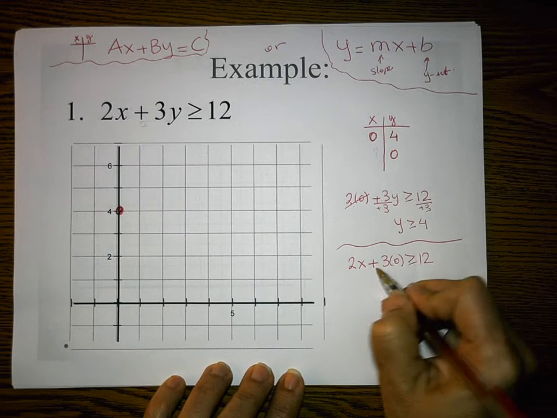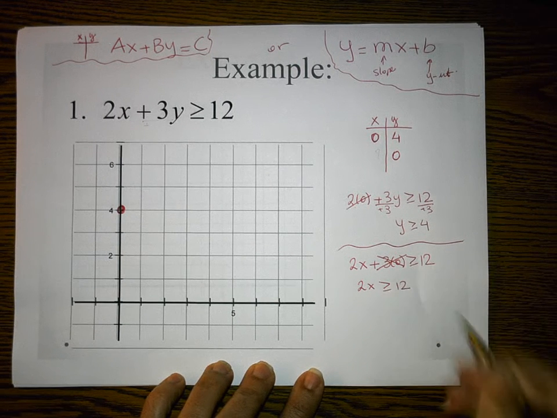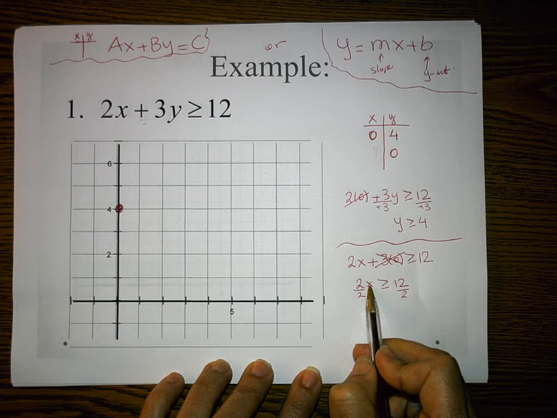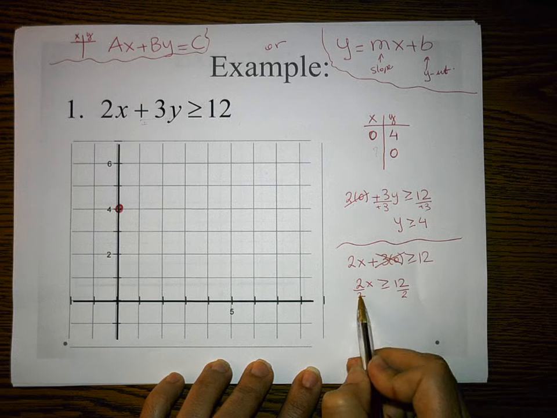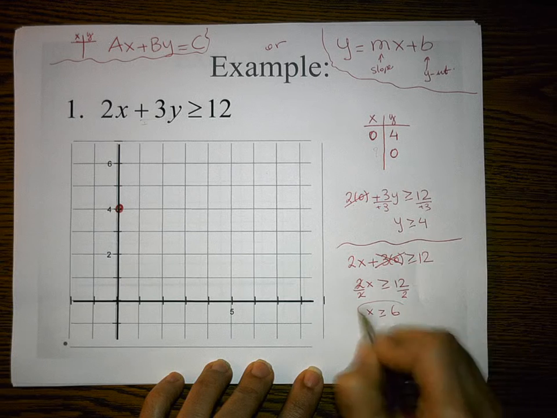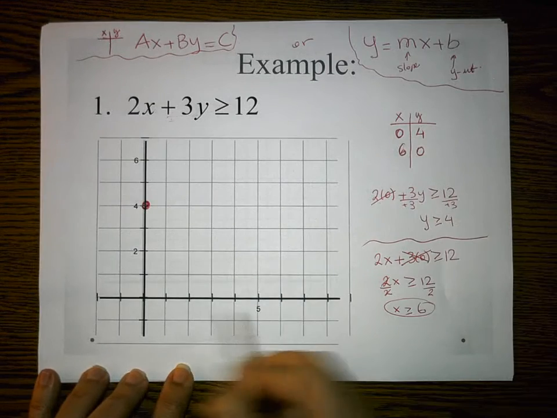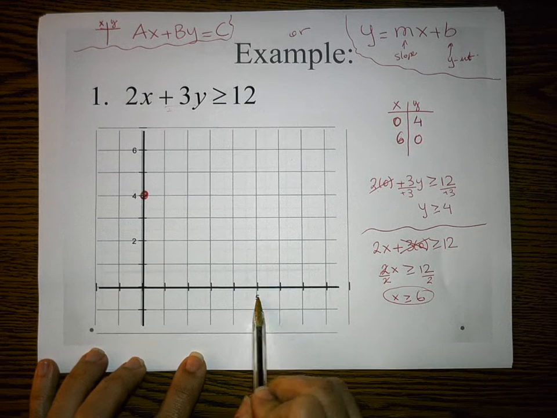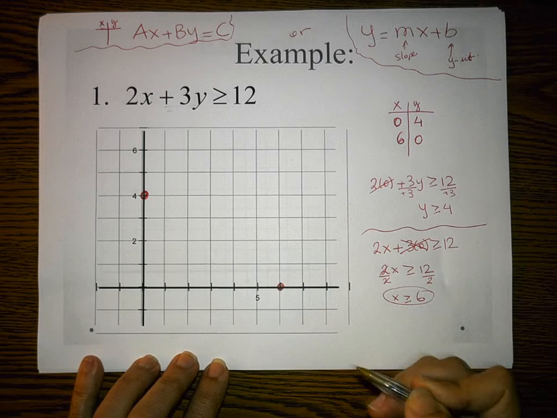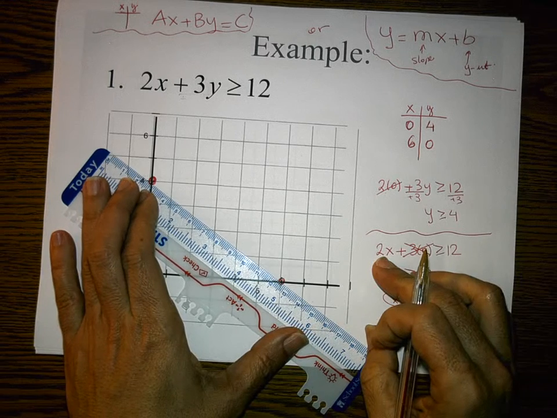Well, 3 times 0 is 0, so this is gone. So I just have 2x is greater or equal to 12. If you divide both sides by a positive 2, because this is saying 2 times x, and the opposite of multiplication is division, then I get x by itself is greater or equal to 6. There we go. Now I know that I should go to 6 for x, 0 for y. This is 6 for x right here. That's 5, that's 6. And 0 for y means I don't go up or down. There we go.